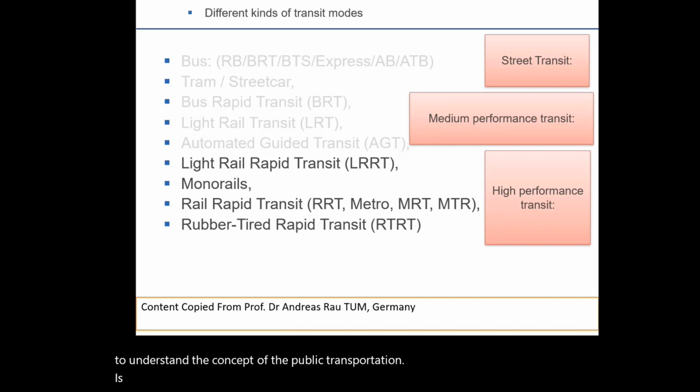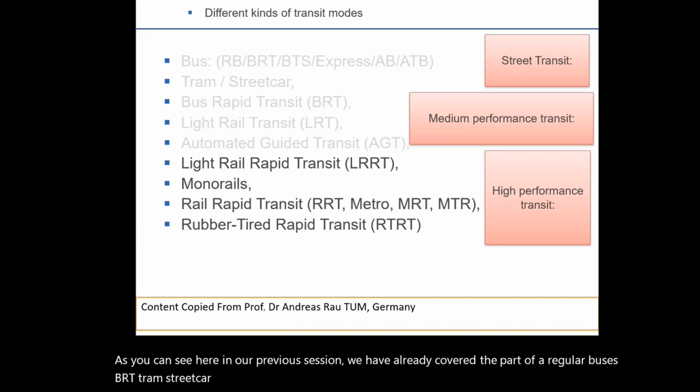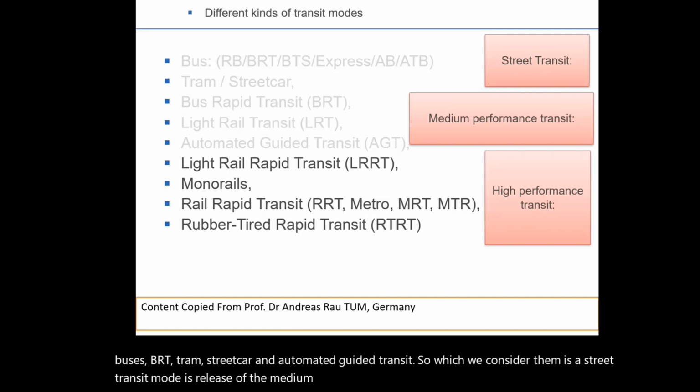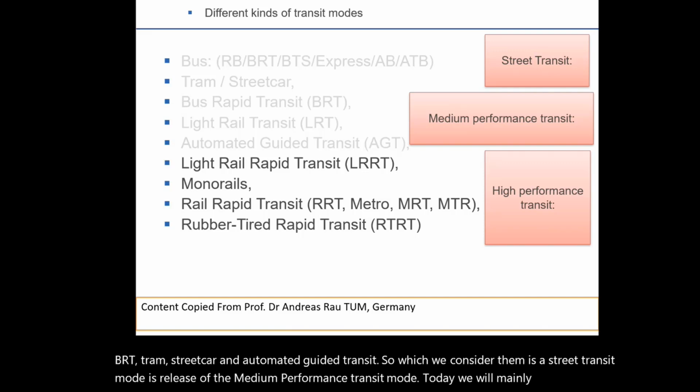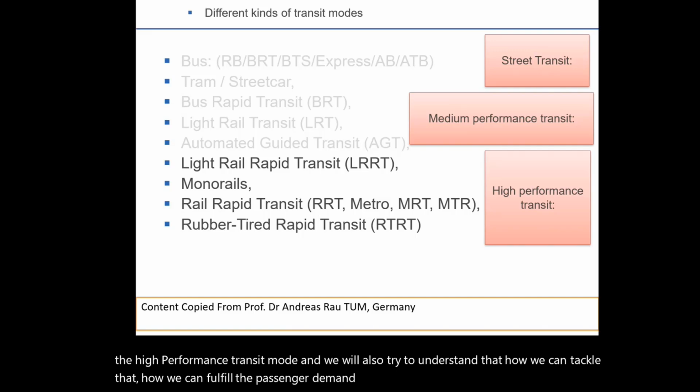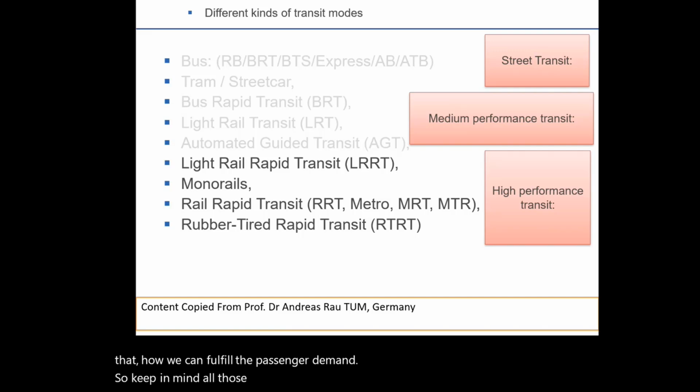As you can see here, in our previous session we have already covered regular buses, BRT, tram, streetcar, and automated guided transit, which we consider street transit modes as well as medium performance transit modes. Today, we will mainly focus on the high performance transit mode, and we will also try to understand how we can fulfill the passenger demand. So keep in mind that all this conceptual framework and understanding is for the purpose of fulfilling people's demand.